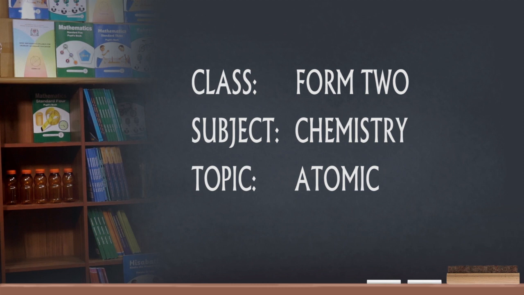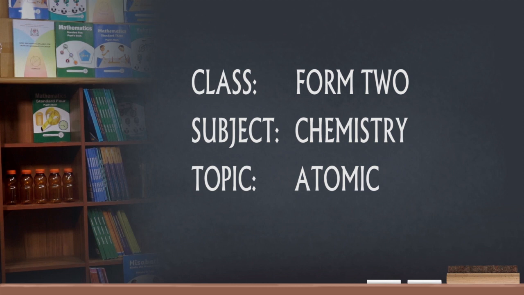What is a proton? A proton is a positively charged particle of an atom. The following are the properties of a proton. 1. It is found within the nucleus. 2. Its mass is equal to 1.67 times 10 power negative 24 gram. 3. Its relative charge is +1.